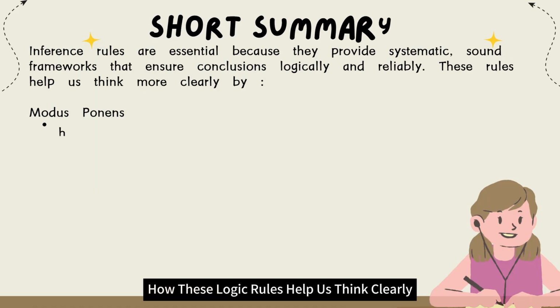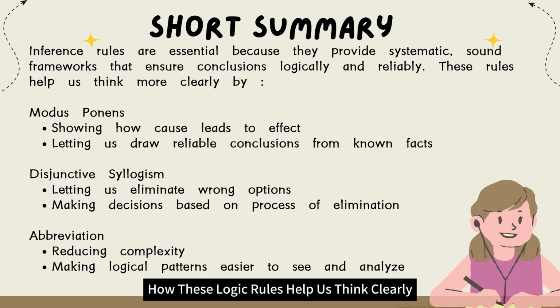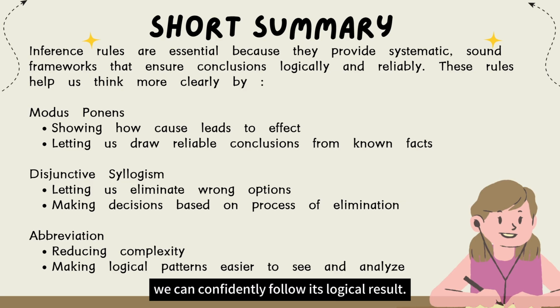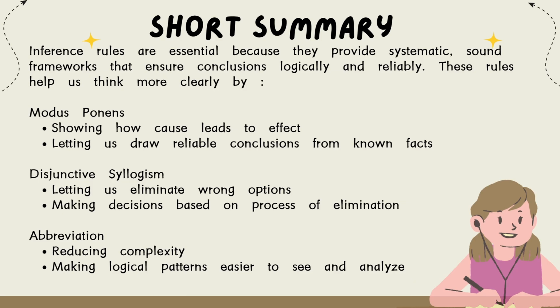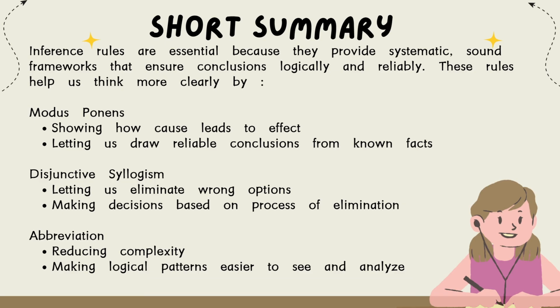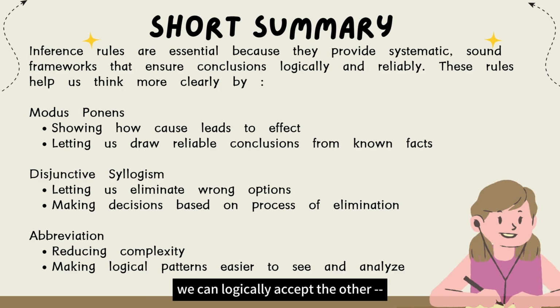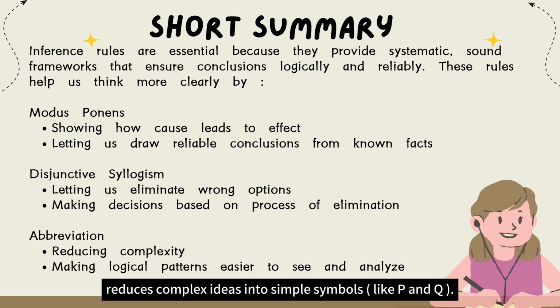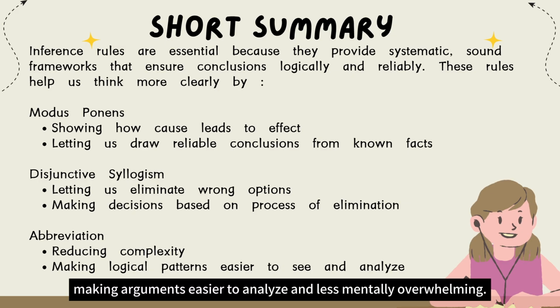Short summary, how these logic rules help us think clearly. Modus ponens helps us connect cause and effect. It allows us to make reliable conclusions. If we know something is true, we can confidently follow its logical result. Disjunctive syllogism sharpens our thinking by using elimination. If one option is ruled out, we can logically accept the other, improving decision making. Abbreviation reduces complex ideas into simple symbols like P and Q, making arguments easier to analyze and less mentally overwhelming.